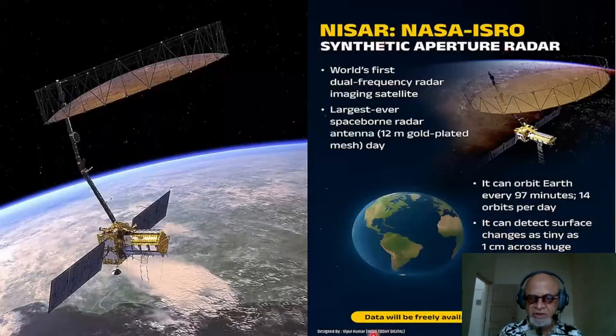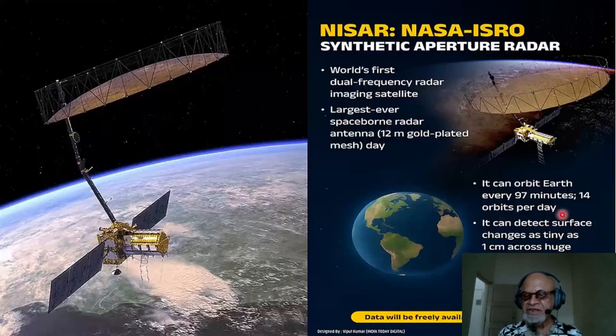This is from India Today Digital, saying data will be freely available for global research. It's an artistic rendition of how the satellite will deploy the radar antenna and then how it will begin to measure things. NISAR, NASA-ISRO synthetic aperture radar, is the world's first dual frequency radar imaging satellite, with the largest ever spaceborne radar antenna, a 12-meter gold-plated mesh that you can see here in the artistic representation.